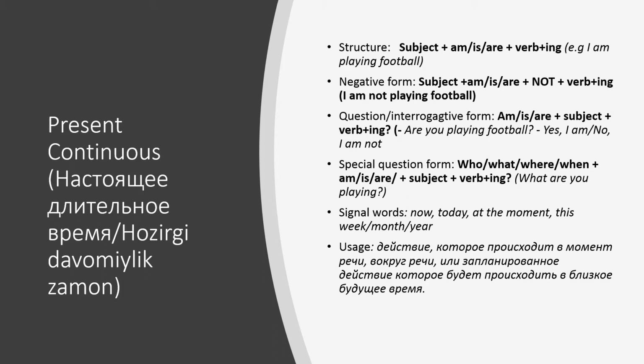First of all, let me introduce the structure of this grammar topic. Subject, plus to be, it means a proper form of to be: am, is, or are, plus verb ing. Example, I am playing football. When are you playing football? Now, right now. I am speaking. You are playing football.